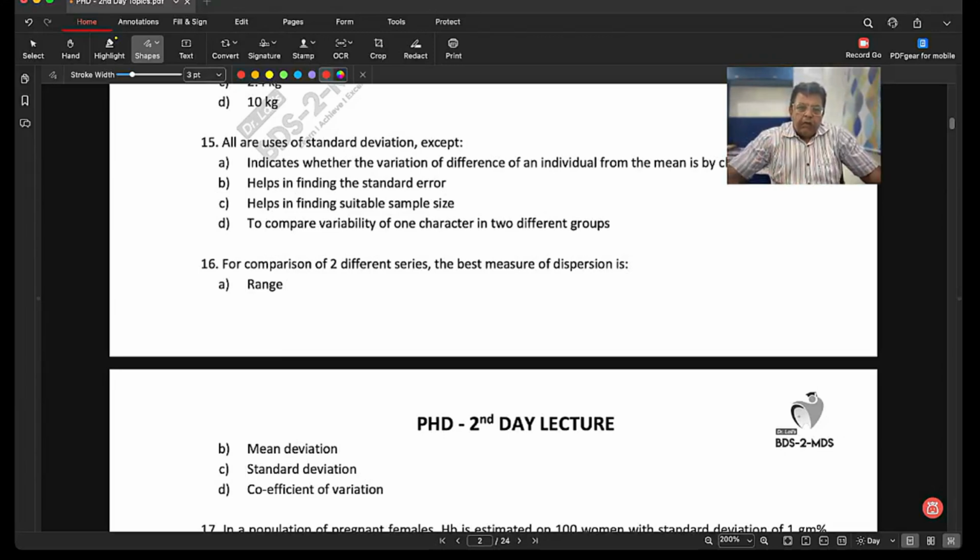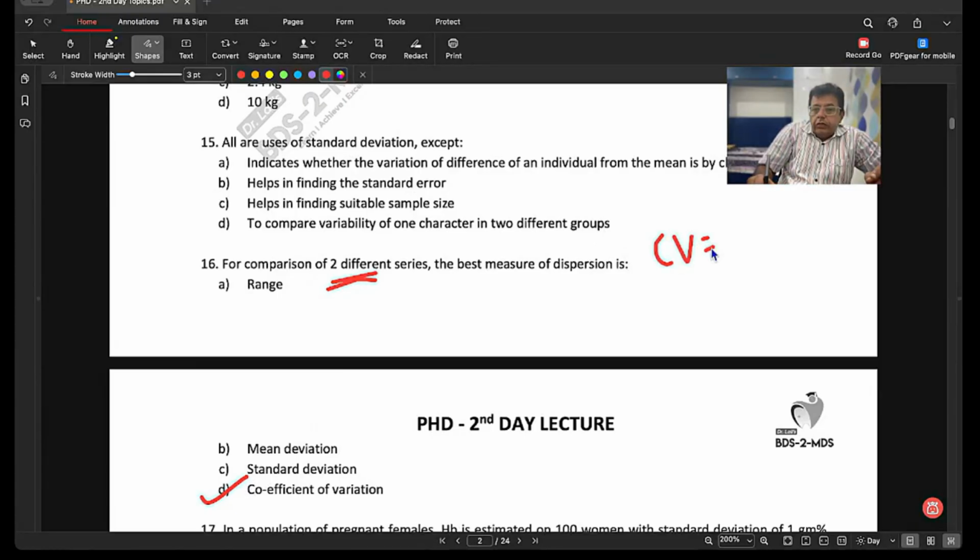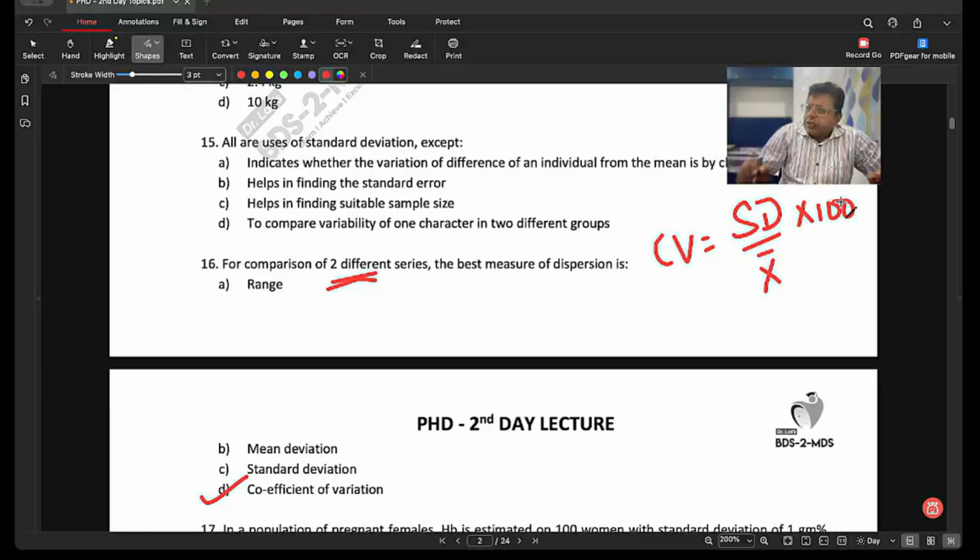Okay. Now, some of you believe that it is standard deviation. Some of you believe it is coefficient of variation. Now, always remember that when you are comparing two different series, the best measure will be coefficient of variation. The formula is SD divided by mean into 100. We generally don't use statistically coefficient of variation. I am aware of it.